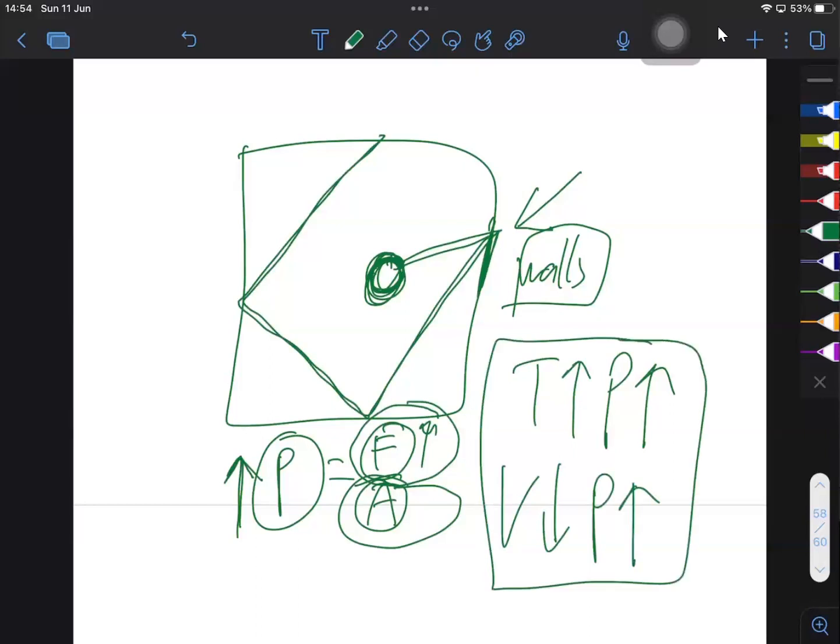Okay? So you have to have the picture in your head. Why does the pressure increase? It all boils down to the collision against the walls, depending on what the question wants from you.